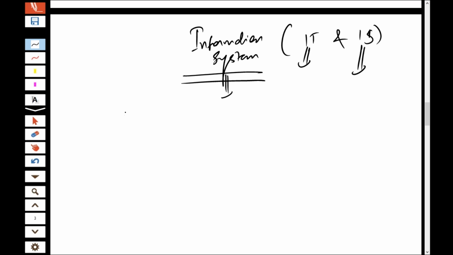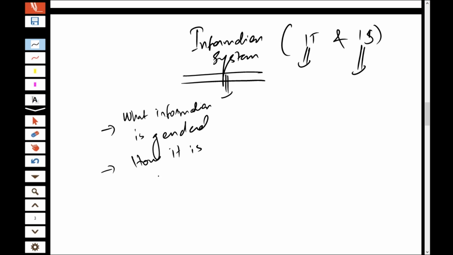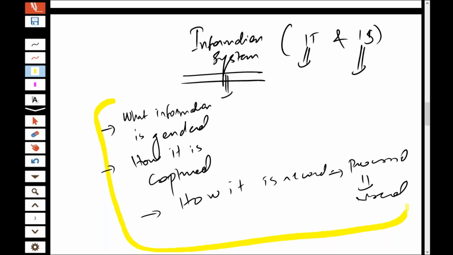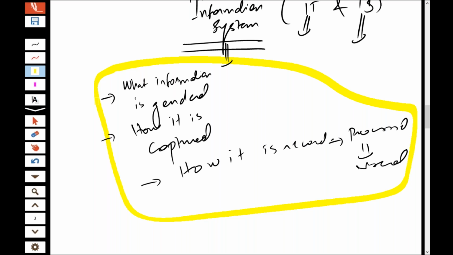Information system is basically what information is generated, how it is captured, how it is recorded, then how it is processed, and how it is used. So the information system tells you how your information, which is generated and produced, is captured and flows across the organization. That's what the information system is, whereas IT is something else.